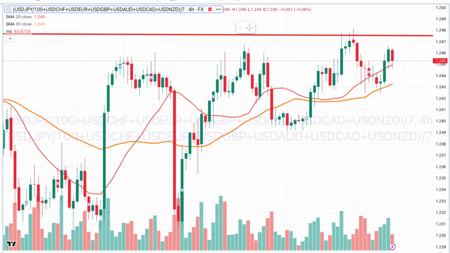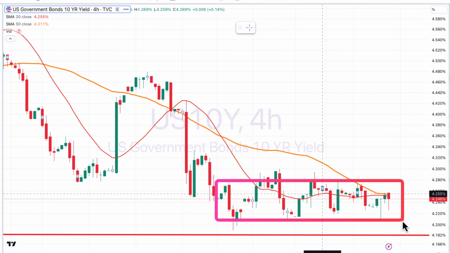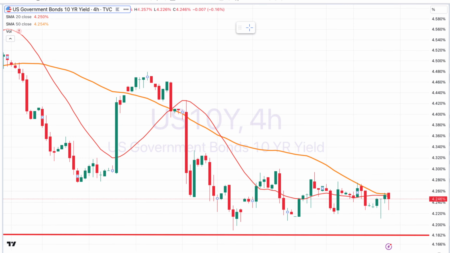If we take a look at the bond yields, I base everything around the US bond yields as well, and you can see that the US bond yields are just going sideways as well. So not really getting a whole lot of lift. If the bond yields break out, that will help the dollar to lift up as well. But not really getting there right now.